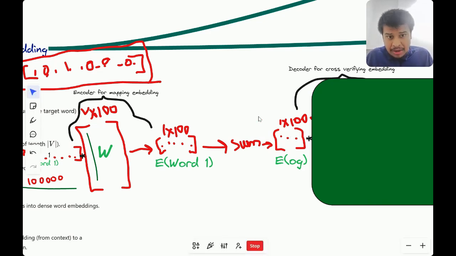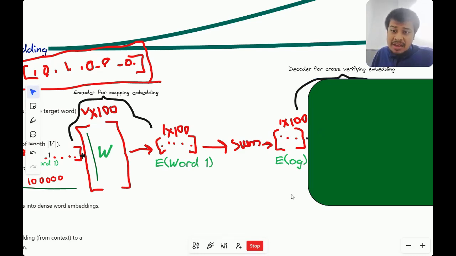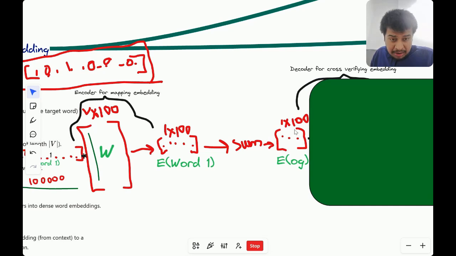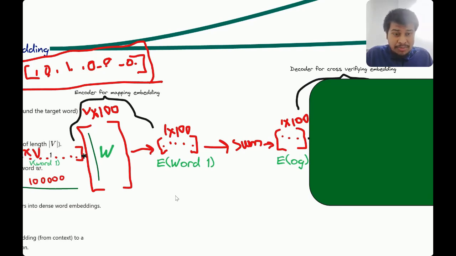Now you've got this matrix. So how do you actually train the model and say whether this embedding really represents the word or not? How do you check it? You have to use some form of decoder, right? Only then can we map the embedding back to the one hot encoding and check whether this embedding is representing that word or not. So we have to have a decoder.